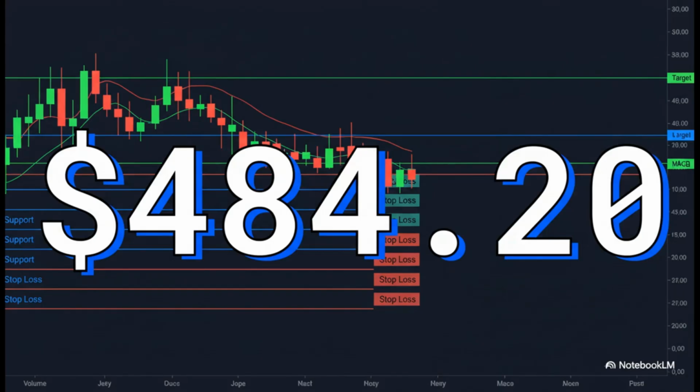So for this specific plan, that magic number, our safety valve, is $484.20. Let me repeat that, make sure you get it down, $484.20. This is without a doubt the most important number to remember for this entire setup.